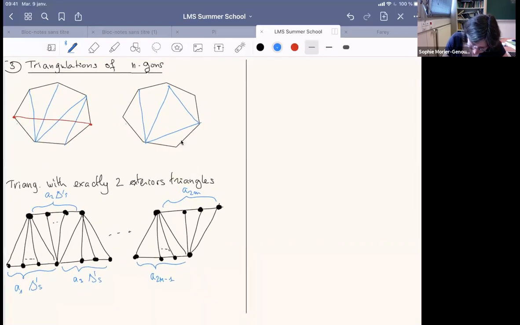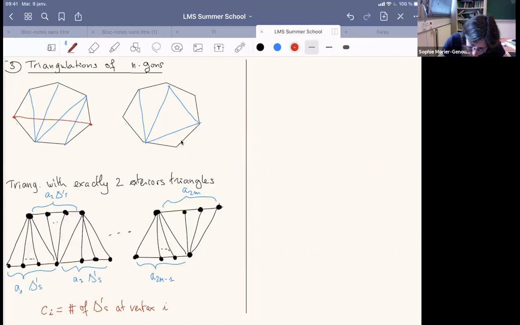So if you know this sequence of A's, you know the triangulation. But there is another interesting statistic that you can do, which is that you can also count, at each vertex, how many triangles are incident to the vertex. So let me introduce this Ci. Ci is the number of triangles at vertex i.